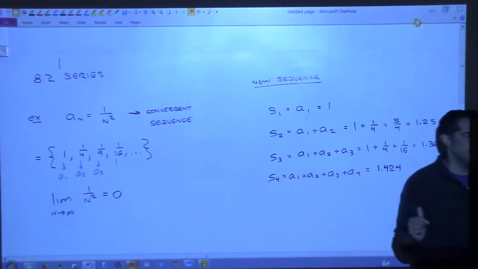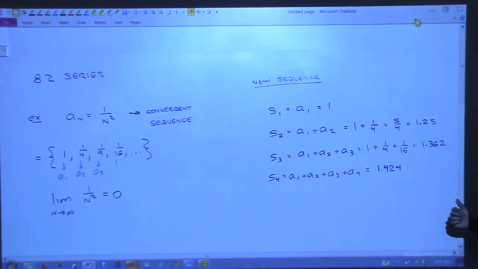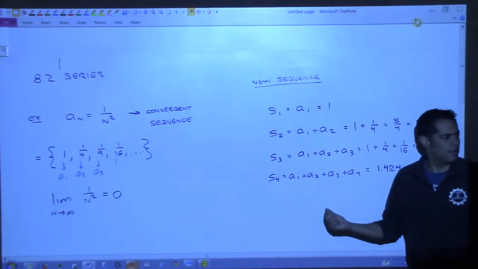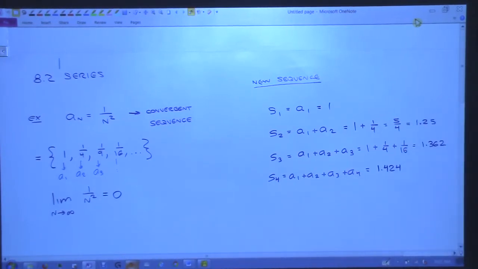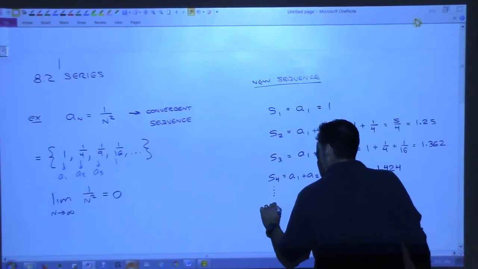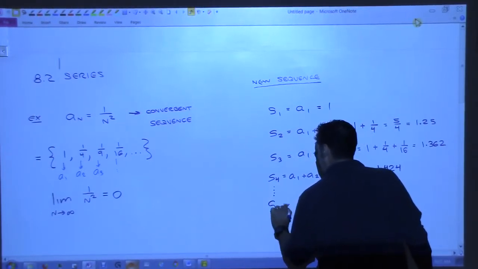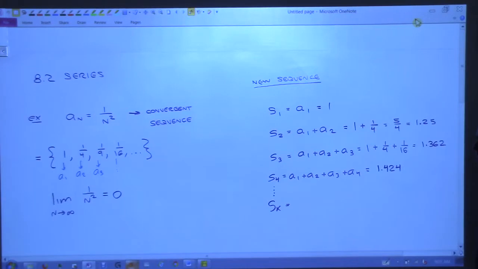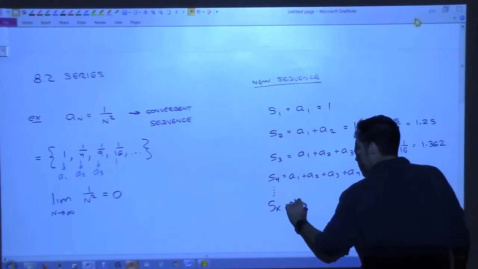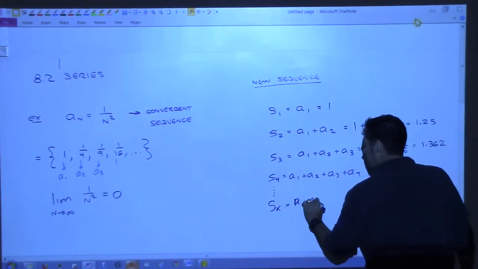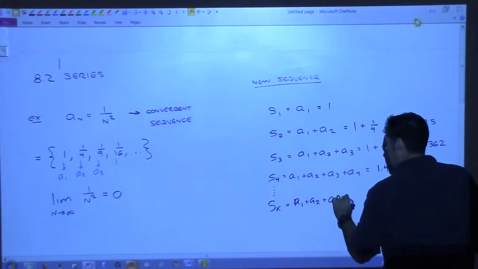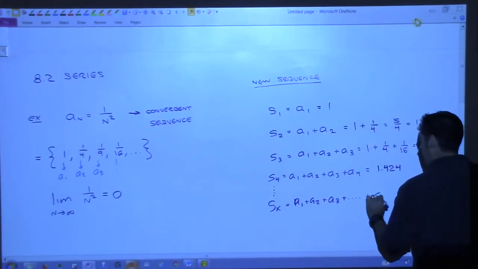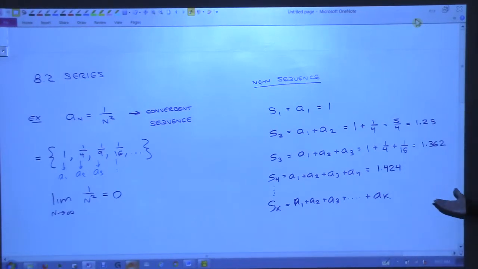What do you think the letter S stands for here? What am I doing? Sums, right? I'm doing sums. So I'm using S to represent the fact that I'm doing a sum, right? Okay, so using this pattern, if I said what's S sub k, then that would be a sub 1 plus a sub 2 plus a sub 3, and where would I stop? A sub k, right? And that would be some number, right?